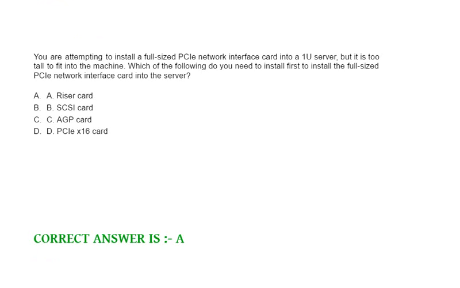Next question is, you are attempting to install a full-sized PCIe network interface card into a 1U server, but it is too tall to fit into the machine. Which of the following do you need to install first to install the full-sized PCIe network interface card into the server? Option A, riser card. Option B, SCSI card. Option C, AGP card. Option D, PCIe X16 card. Correct answer is option A.